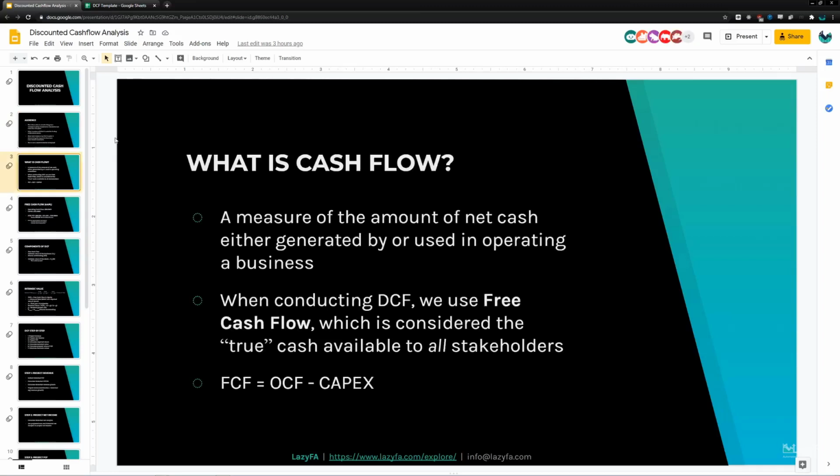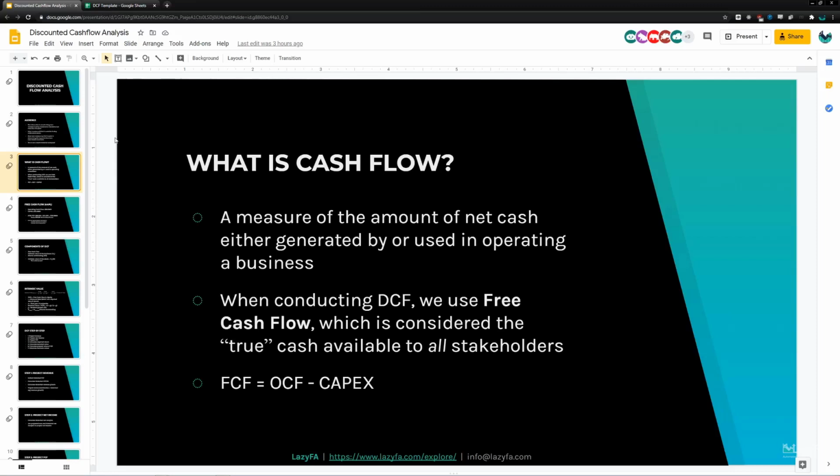So let's talk about what cash flow is. If you're not familiar with fundamental analysis, cash flow is just a measure of the amount of cash that's either generated by or used in operating a business. So it's literal cash coming in and out of a business. When conducting discounted cash flow analysis, we use what's called free cash flow, which is considered to be the true cash available to all stakeholders in a company. So it takes into account depreciation.